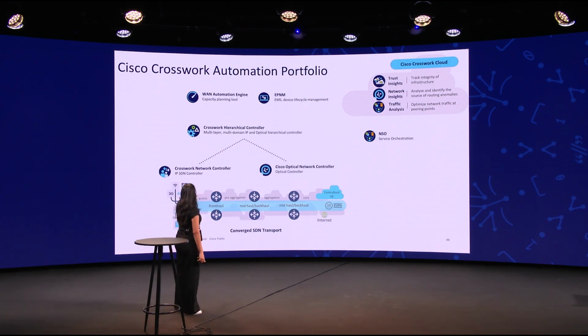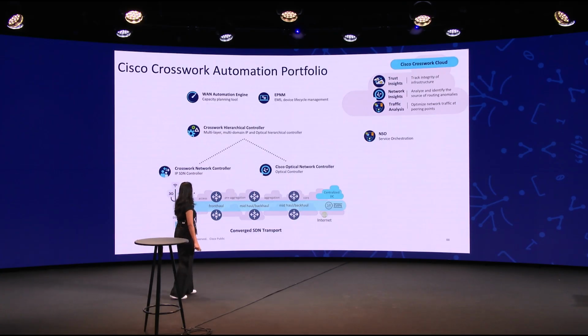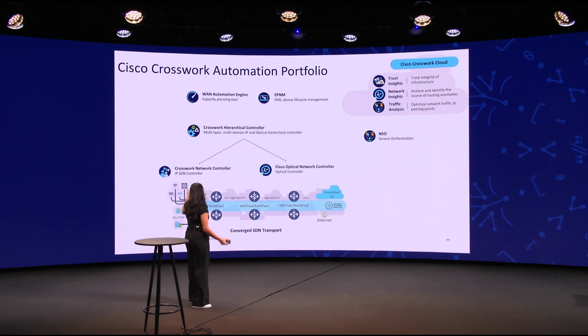So I want to bring your attention to three things. One is the Crosswork Hierarchical Controller. The second is the Crosswork Network Controller. The third is the Optical Controller. Your hierarchical controller bridges your multi-domain, multi-layer IP and optical. Your SDN controller, which is CNC, does the IP part, and your ONC does the optical part. Moti and Daniel both have sessions on HCO, so please check that out. This session is about CNC.